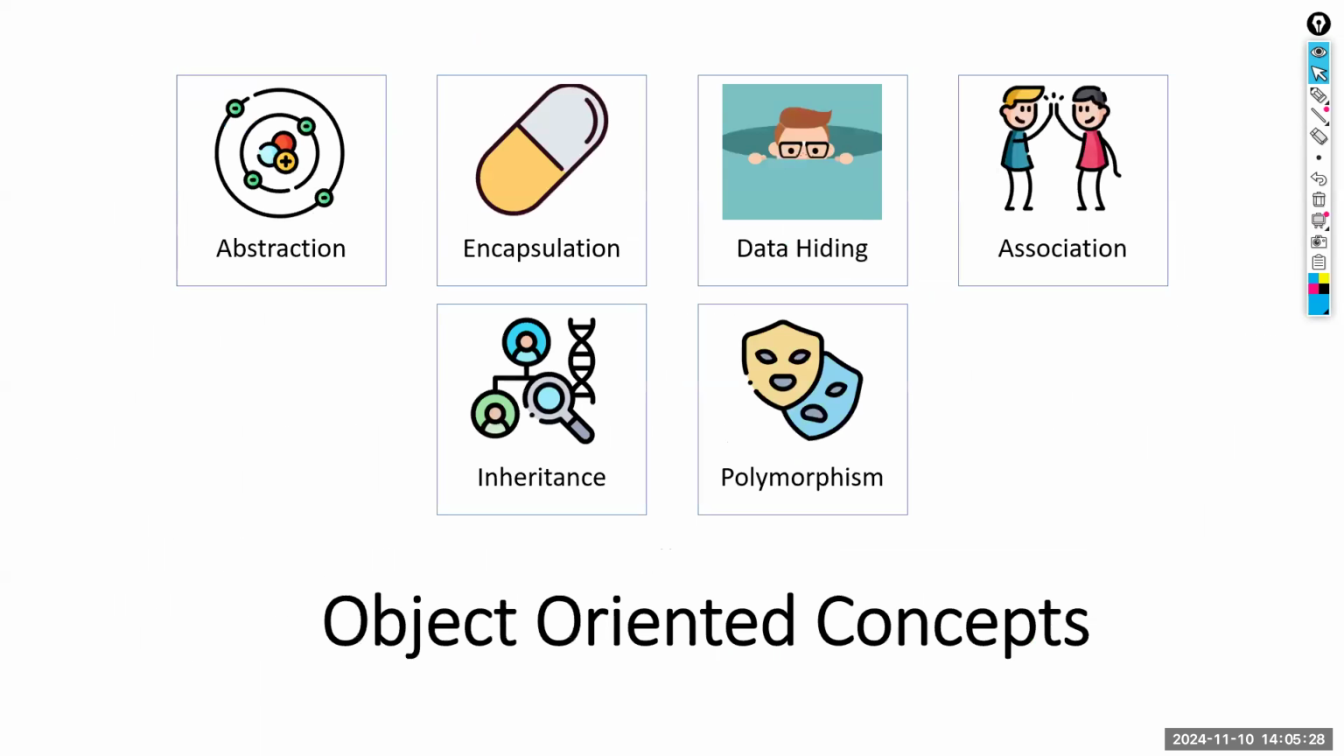Right. So now we move on to a few more basic concepts. That is abstraction, encapsulation, data hiding, association, inheritance, and polymorphism. Once these concepts are discussed, object orientation is done. So our next concept is abstraction.